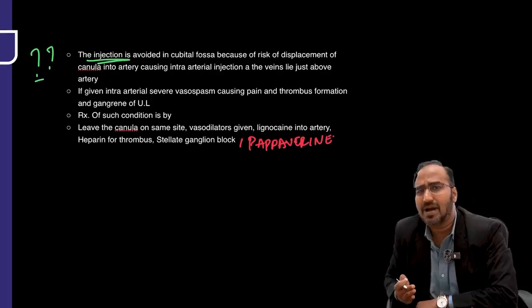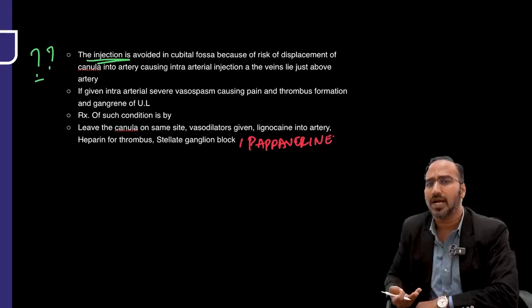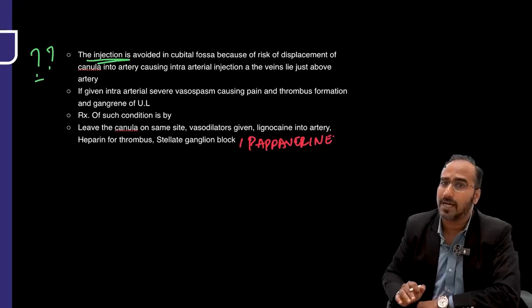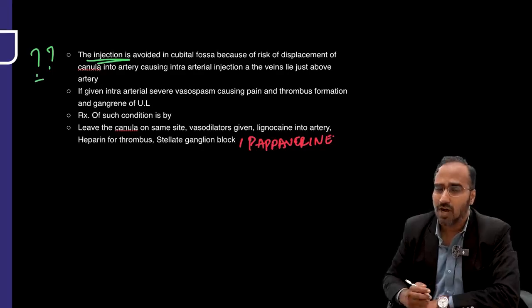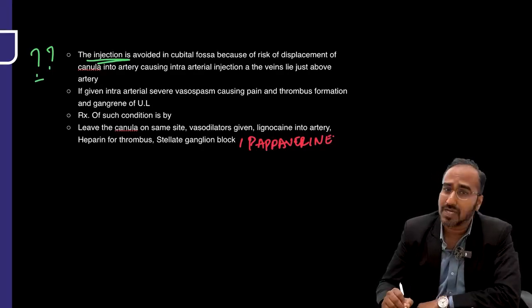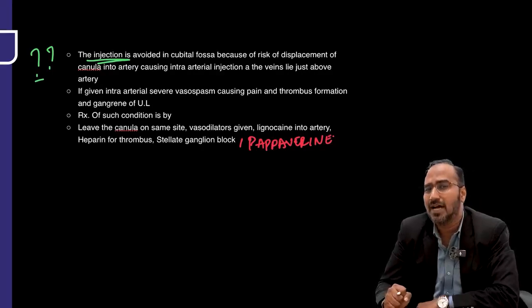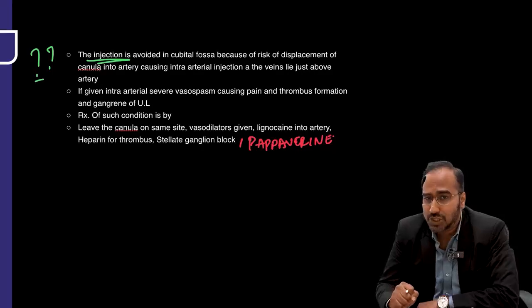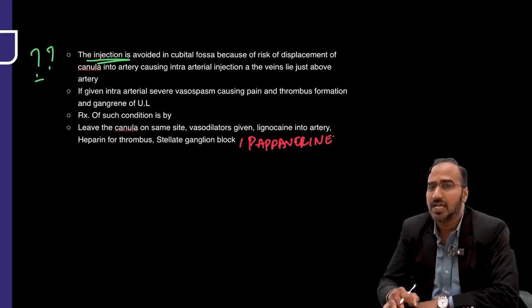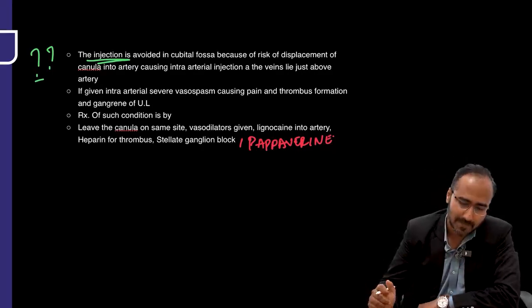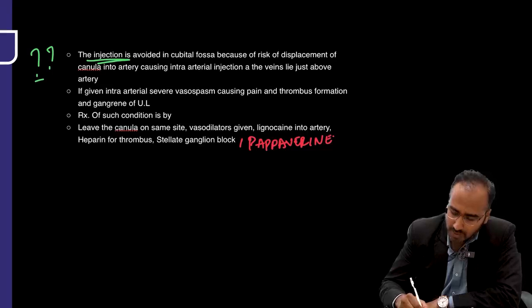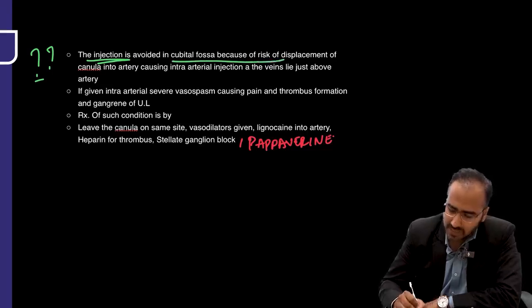If at all your cannula has migrated into the artery and you were not aware and you gave sodium thiopentone inside the artery by mistake, what will happen? Intra-arterial injection of sodium thiopentone, what will it do, guys? It will form crystals inside the blood that can cause severe vasoconstriction. If not treated in time, the patient might develop gangrene of the upper limb, right? So injection of sodium thiopentone is avoided in the cubital fossa due to the risk of displacement of the cannula inside the artery, right?